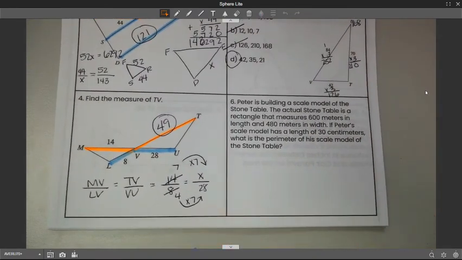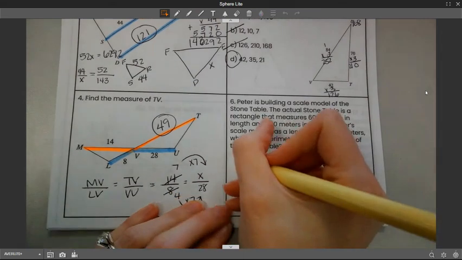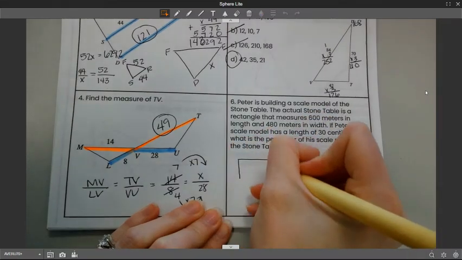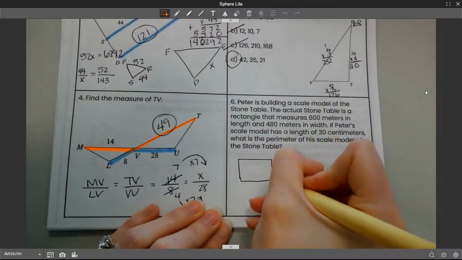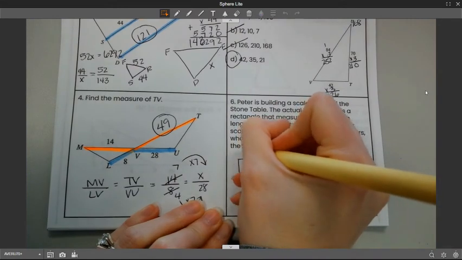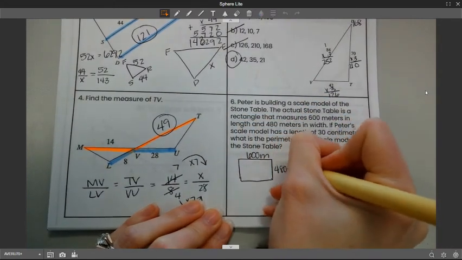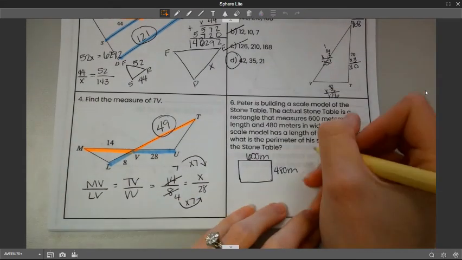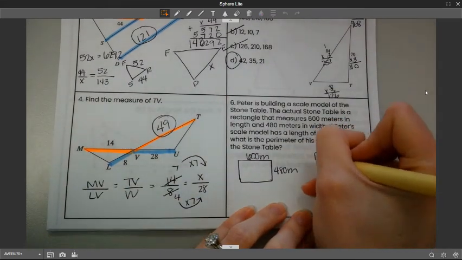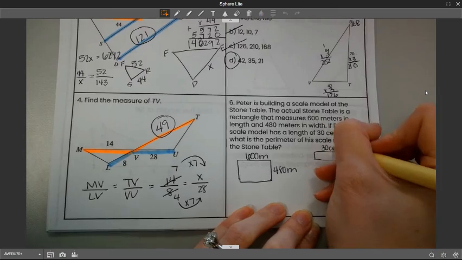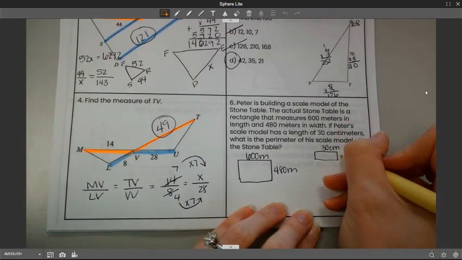All right, Peter is building a scale model of the stone table. The actual stone table is a rectangle that measures 600 meters in length and 480 meters in width. The first thing I'm going to do is draw a picture here. So we have 600 meters in length and we have 480 meters in width.